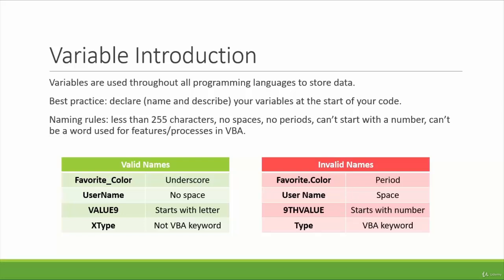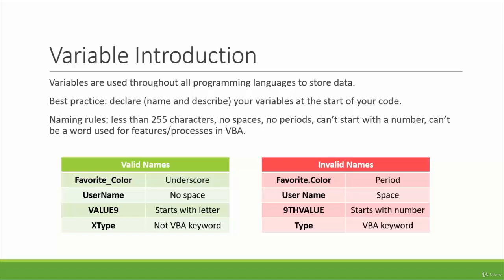For example, if we look at the valid names, favorite_color would be a valid variable name because it uses an underscore in the place of the period that we see on the right under invalid names. At the second line, user name is invalid when it has a space in between the two words, but is a valid name when we remove that space and make it all one variable. 9value starts with a number, which makes it an invalid variable name. But if we flip that around and you say value9 instead, it becomes valid.